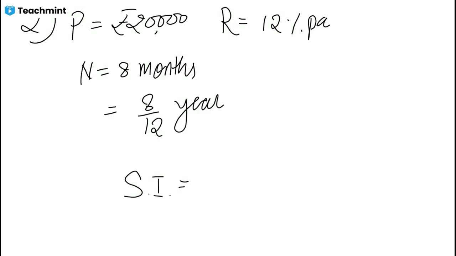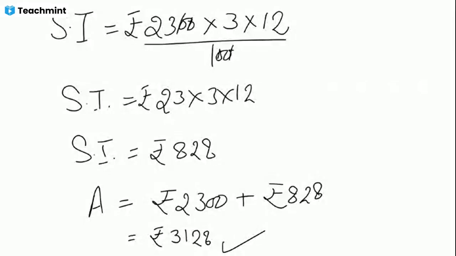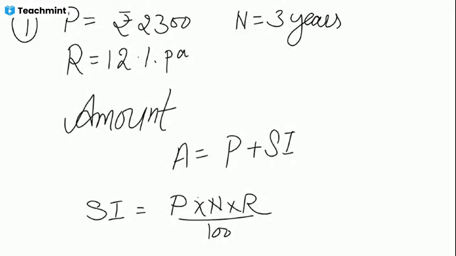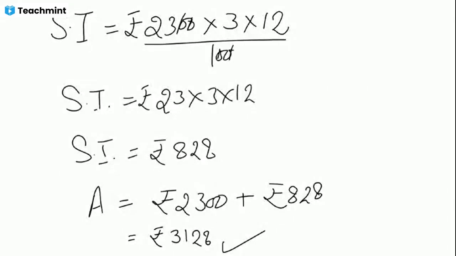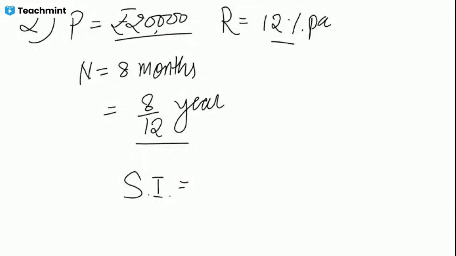So can you do it yourself? Yes, I can give it a try. Sure, just try once. It is simple, you just need to put these values in the formula: P into N into R over 100. Yes, exactly. So P is 20,000, R is 12%, and N is 8 over 12.